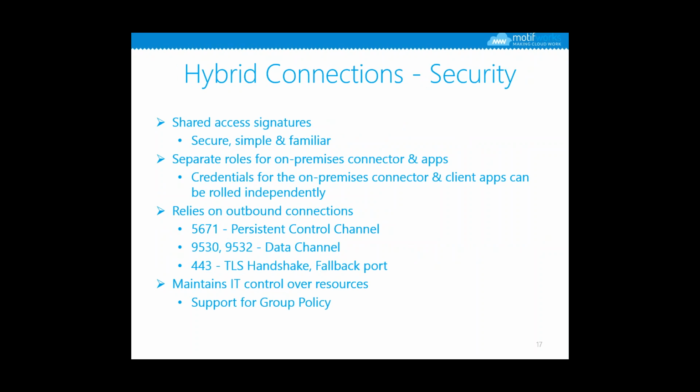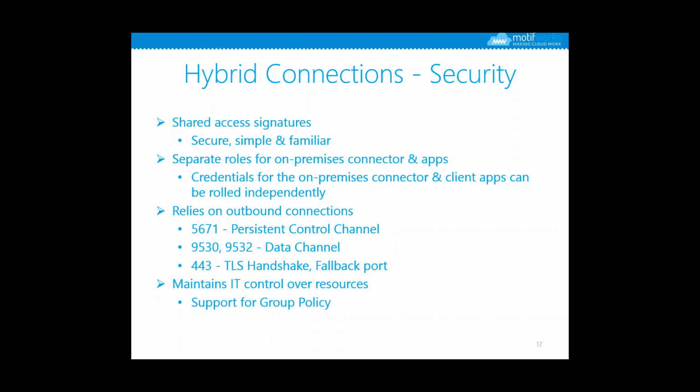Specifically from a security perspective, let's have a discussion. It's secure, simple, and like I said, it relies only on outbound connections. Usually enterprises may not have an outbound egress policy in place for their firewall, so it's able to make a seamless connection. However, if the outbound connections are also closed, then we need to ask the IT team to at least enable an outbound policy on ports 5671, 9530, 9532, and 443 as well, because that sets up the secure connection between the on-premise Hybrid Connection Manager and the cloud-based Hybrid Connection endpoint.